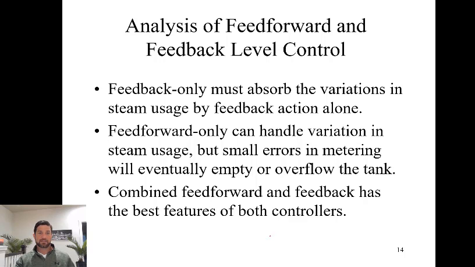So if we analyze a little bit about how this works, in this case, the feedback loop is going to absorb variations. If we have the system in feedback loop, it's going to absorb variation in the steam usage by feedback alone. We discussed what that looked like. Feed forward can handle variations in steam usage, but the problem with feed forward only is that small errors in metering will eventually empty or overflow the tank. Feedback will work. We would just expect the level in the tank to change as the steam usage changes. Feed forward will keep the level from changing significantly, but eventually it could cause the tank to empty or fill up. So the combined feedback and feed forward gives the best features of both controllers.